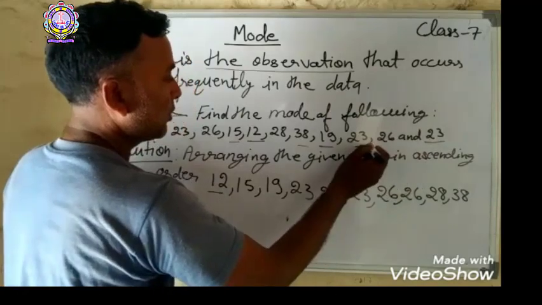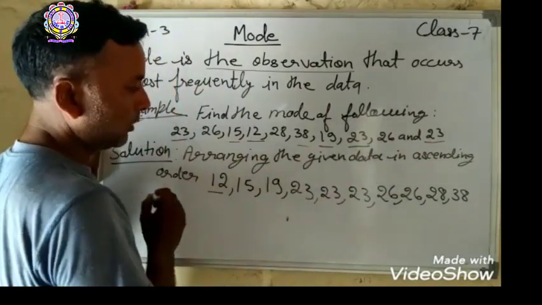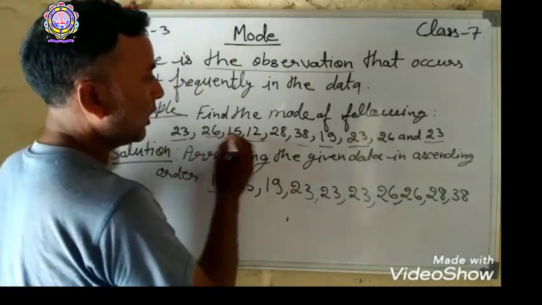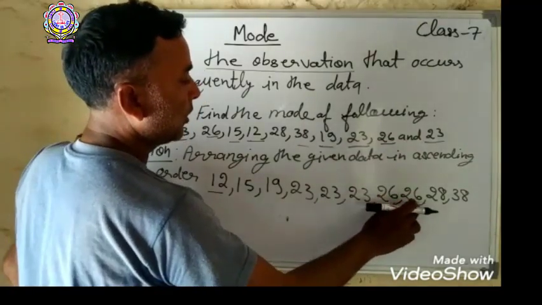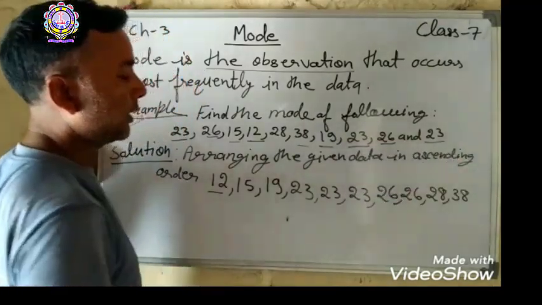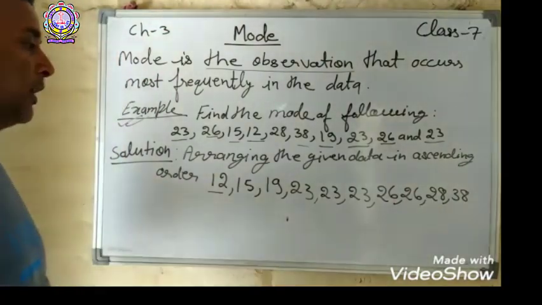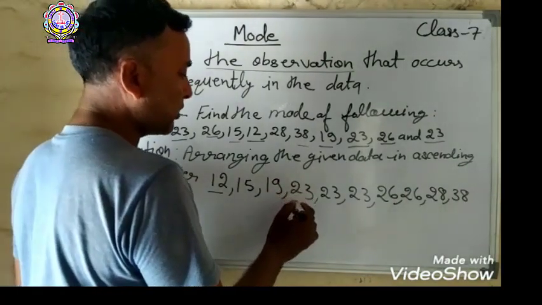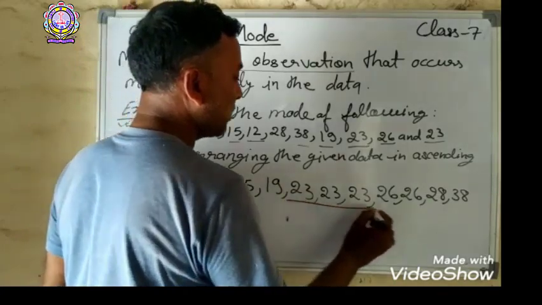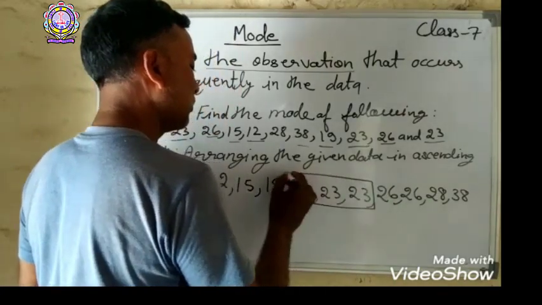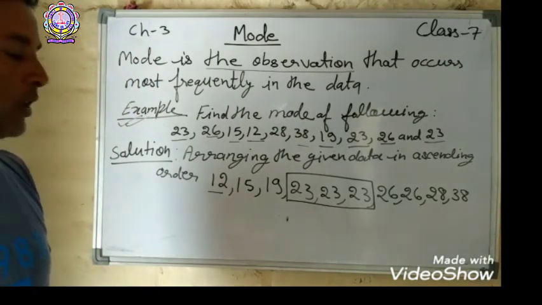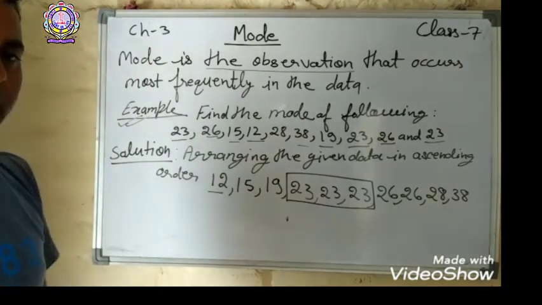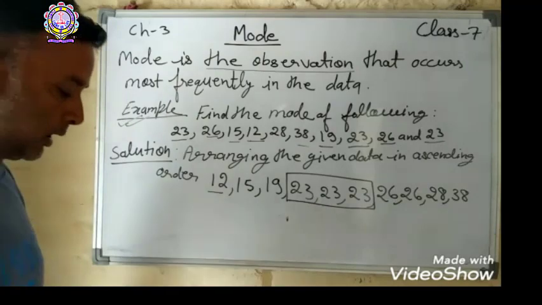There is a 1, 2, and 3. Then 26 and 26, two times. Then 28 and 38. So what are you observing here? Which observation is repeated? 23 is repeated 3 times. So what is the mode of this question? Mode is 23.